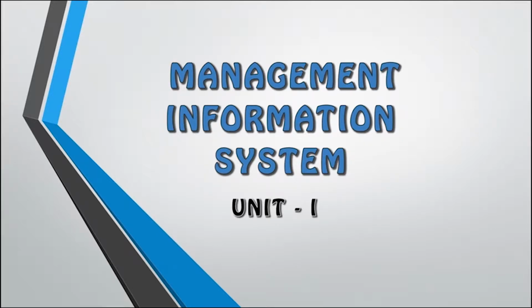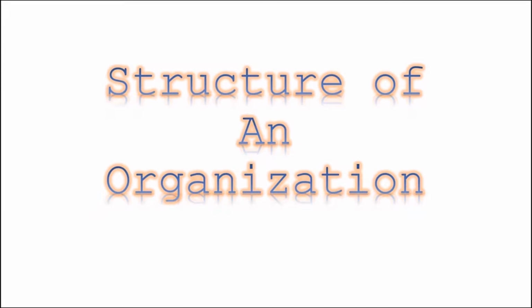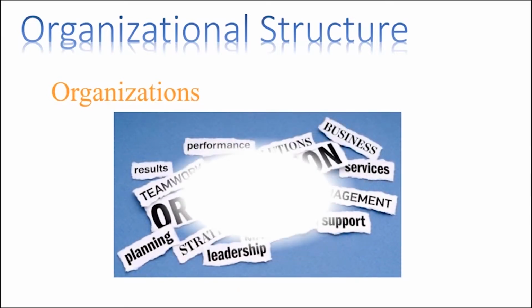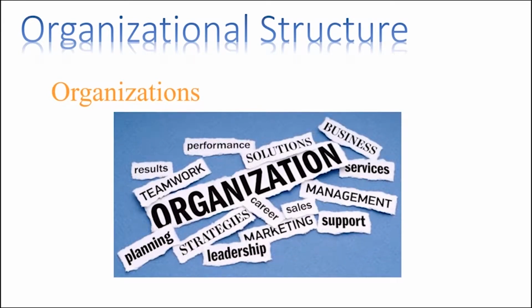Let us try to understand the information system working through the structure of an organization. In simple terms, an organization is a group of people who work together in an organized way for a shared purpose. Let us understand this concept through an example of the structure of an organization of a college.